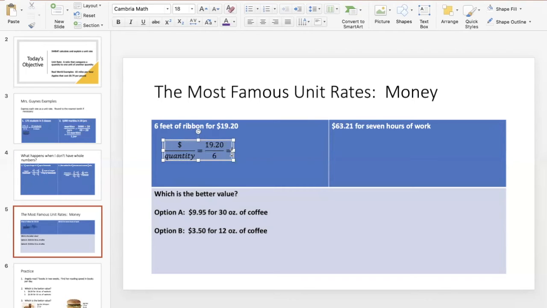Then I put that in my calculator. I divide $19.20 by 6, and I get $3.20. And what that's telling me is that it is $3.20 for 1 foot of ribbon.